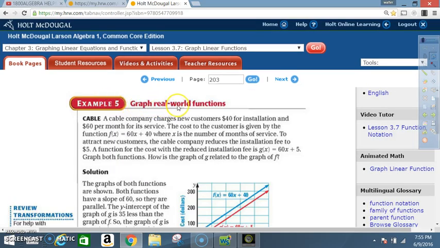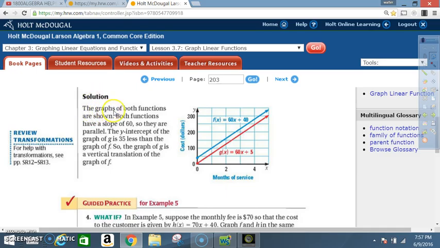Example 5. Graph real-world functions. Cable. A cable company charges new customers $40 for installation and $60 per month for its service. The cost to the customer is given by the function f of x is equal to 60x plus 40, where x is the number of months of service. To attract new customers, the cable company reduces the installation fee to $5. A function for the cost with the reduced installation fee is g of x is equal to 60x plus 5. Graph both functions. How is the graph of g related to the graph of f?